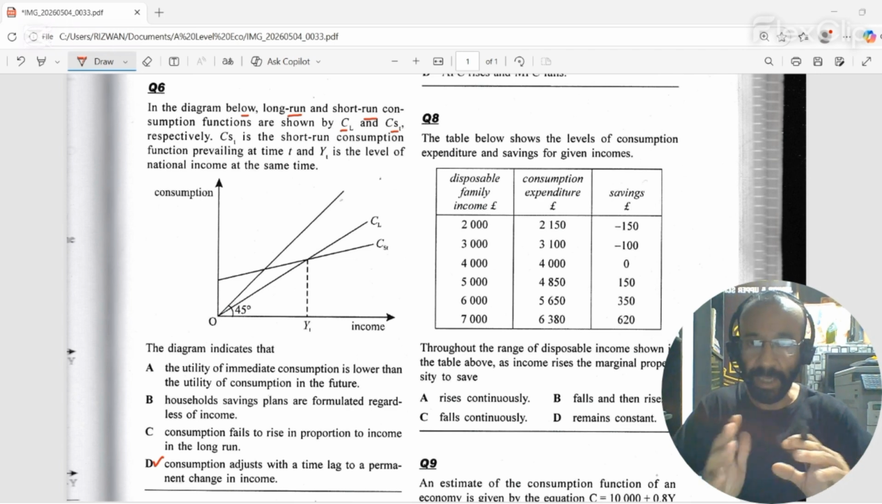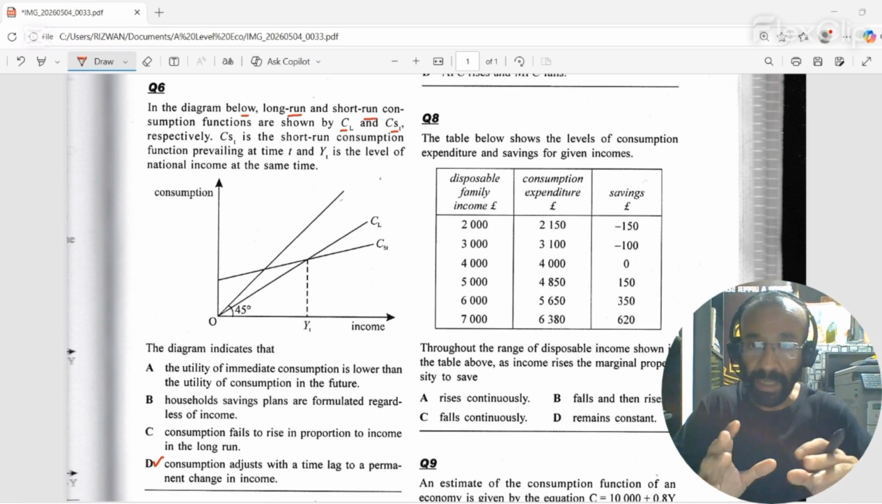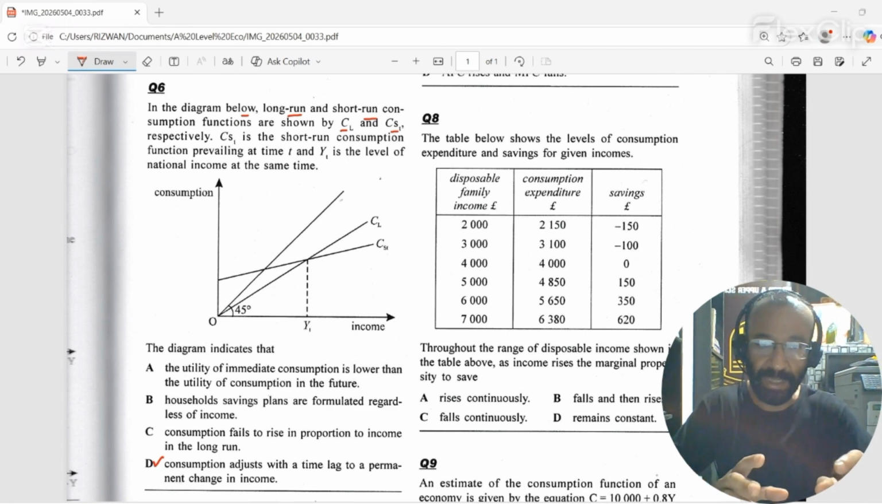Option A is incorrect because the diagram deals with the aggregate macroeconomic consumption and income relationships. It does not measure utility curves, time preference rates, or intertemporal utility directly. B is incorrect because household saving plans are heavily dependent on the income. The gap between the 45-degree line and the consumption line represents the savings, which changes visibly as income changes.